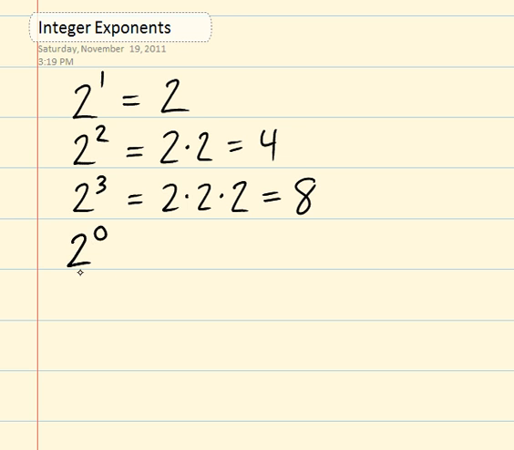Okay, you may have learned this rule in your algebra course. If you take a non-zero base, such as 2, and you raise it to the 0 power, that's defined to be 1. Which is a little strange, but we're going to explain why it's 1 in just a bit.